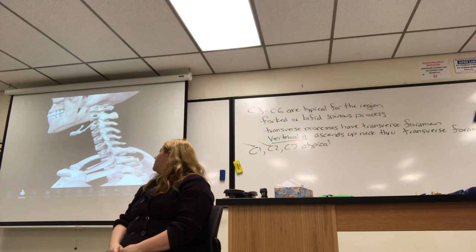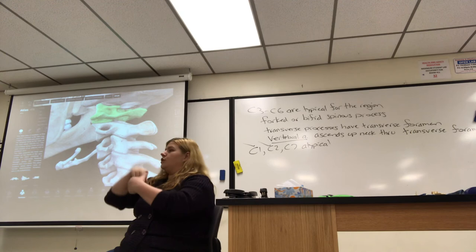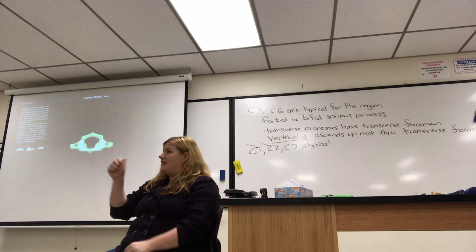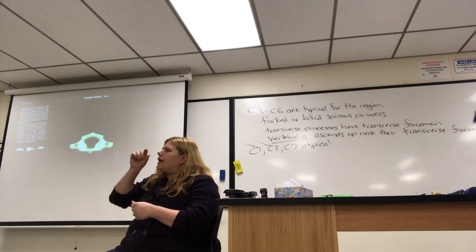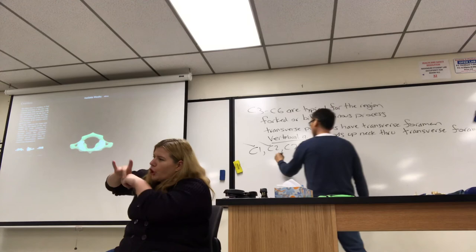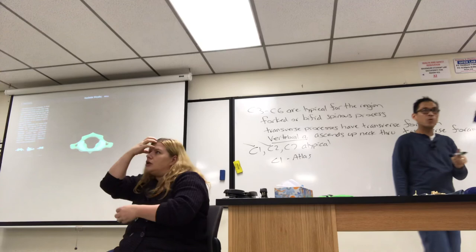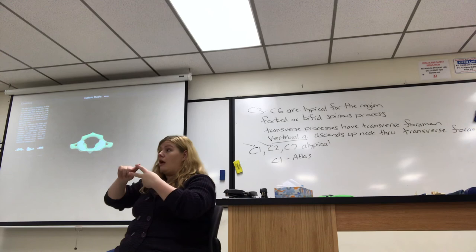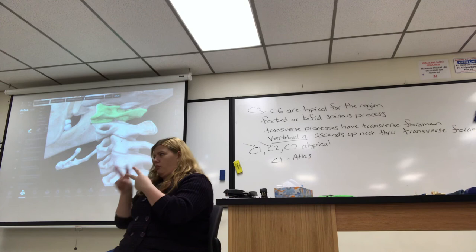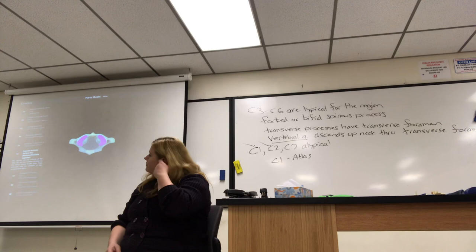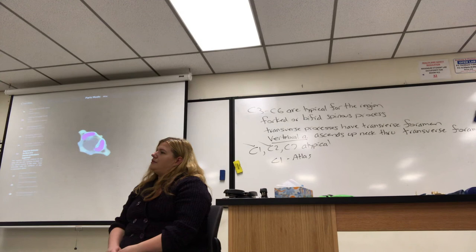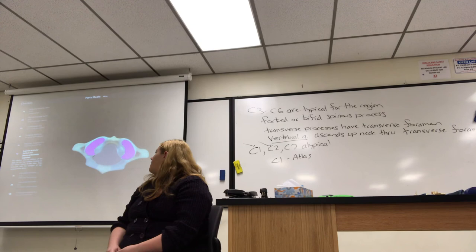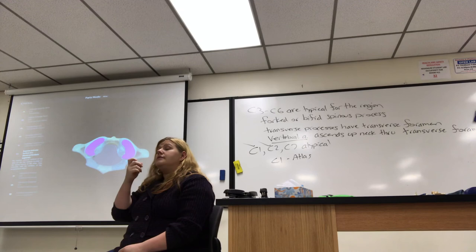Okay, let's do C1. Well, C1's at the top, right? So it articulates with your skull. There it is, right there. It's C1. If you isolate it, it's called atlas. It has a name. From Greek mythology, Atlas, he kind of had the world on his head. So it just articulates with your head. So the name for C1 is atlas. And know both. Know the name and know C1. Well, Atlas is very special because basically there's no body, right? There's no body.